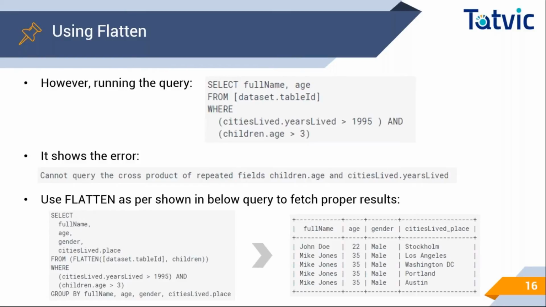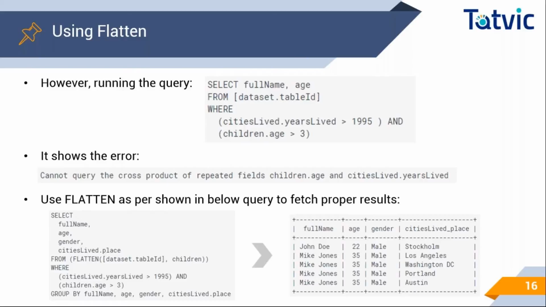So that particular nested field will get flattened, and the value of that nested field will then be attributed to all the other different nested fields, like you're seeing on the right-hand side. Let's say if we have John Doe, and then when I'm doing cities lived underscore place, I will have the answer now.